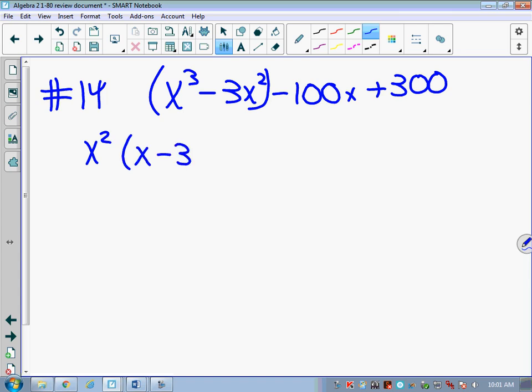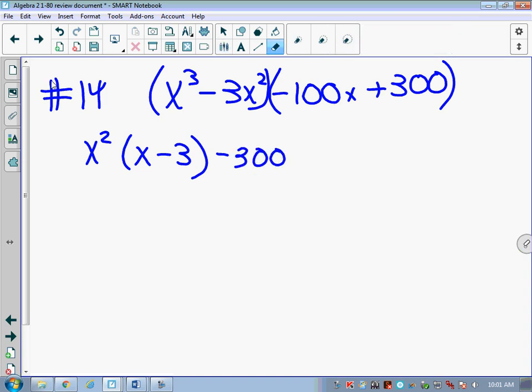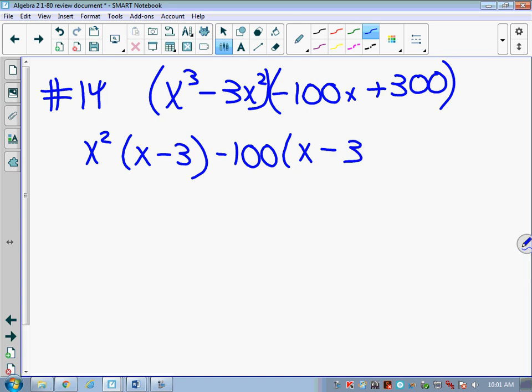X minus 3. Okay, what can I factor out of the second group? Negative 100. Okay, I hear a lot of things all at the same time. So that's going to leave me with x minus 3, right? Which is great. That's what I'm looking for. If I don't get the same thing, I know that I can't factor by grouping. If this had come out as like x minus 4 or something, we'd know that doesn't work.